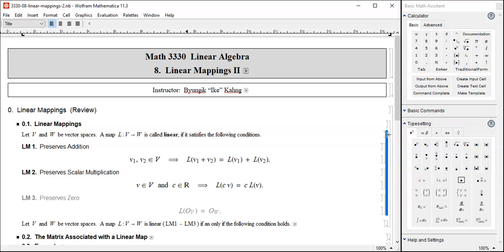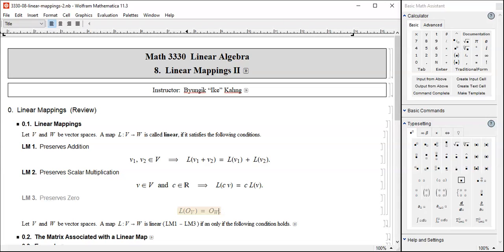In the previous lesson, in Module 7, we defined linear maps using these three conditions. 2.5, rather, because the third condition, as you can see, de-emphasized in gray, is not really important. Anyway, let's begin. A map L from one vector space V to another vector space W is called linear if it satisfies these three conditions. Number 1, it preserves the addition. Number 2, it preserves the scalar multiplication. And number 3, it preserves the zero vector.